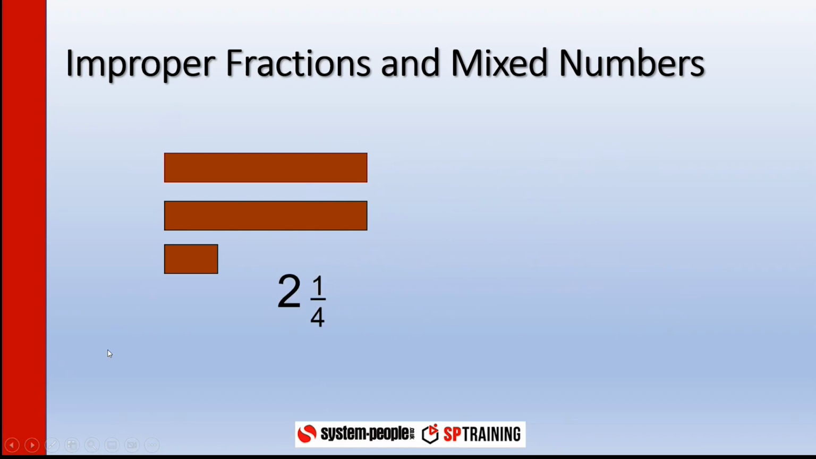Well, it is quite simply this. It's where you've got a whole number and a fraction. So in this case, this is 2 1/4.